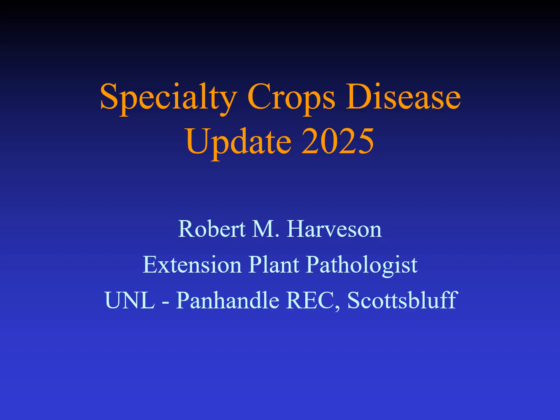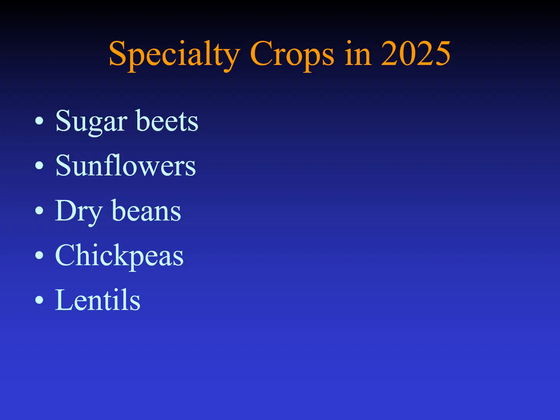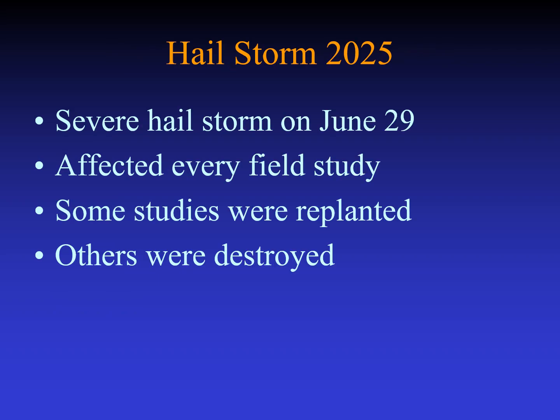I'm here today to talk about specialty crop diseases and some of the projects that we've done this season on trying to find ways of reducing disease problems. The specialty crops that we're going to be talking about today are the sugar beets, sunflowers, dry beans, chickpeas, and lentils. I'm going to start off here with the sugar beets.